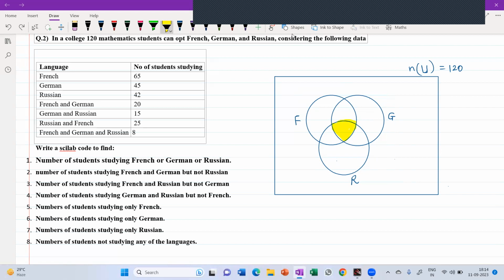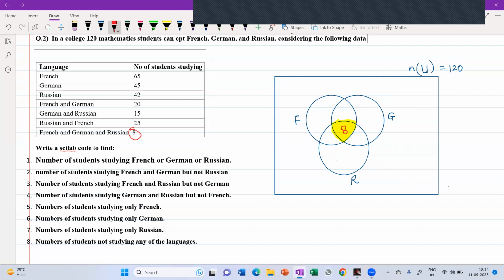So the intersection of all three is the number of students who have taken all the three languages, that is French as well as German as well as Russian, that is 8. As we know, it is given in the question that 8 students have taken French, German, and Russian, all the three languages.